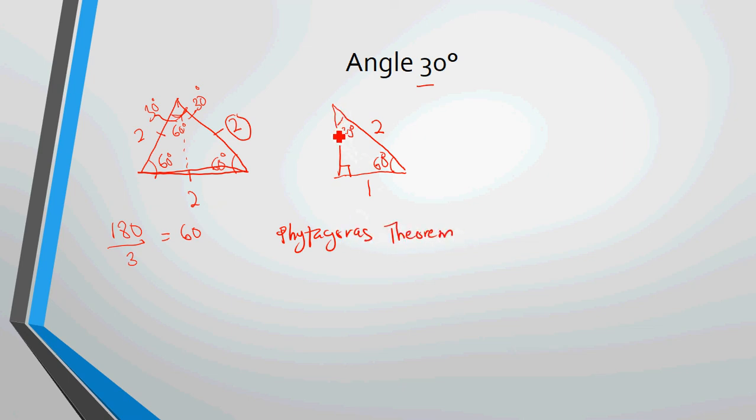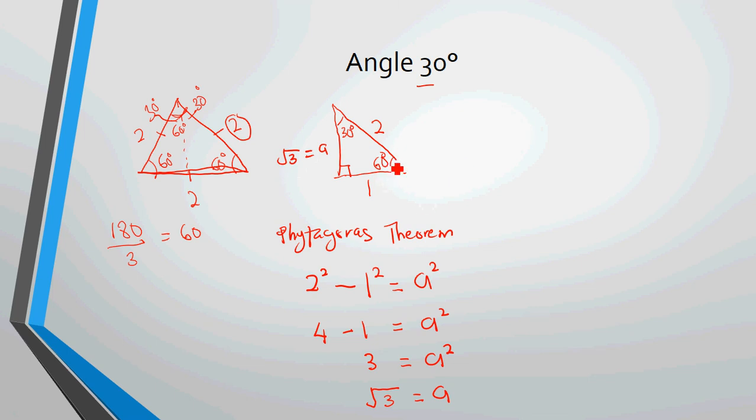To find the height, 2 squared minus 1 squared equals, let's say here is a squared. That means 4 minus 1 equals a squared, so 3 equals a squared, then a equals square root 3. That means the length of this side is square root 3.